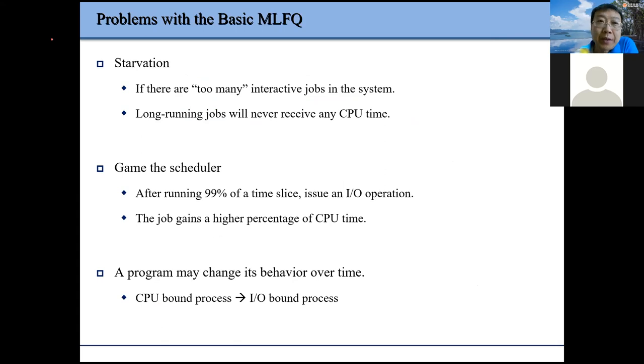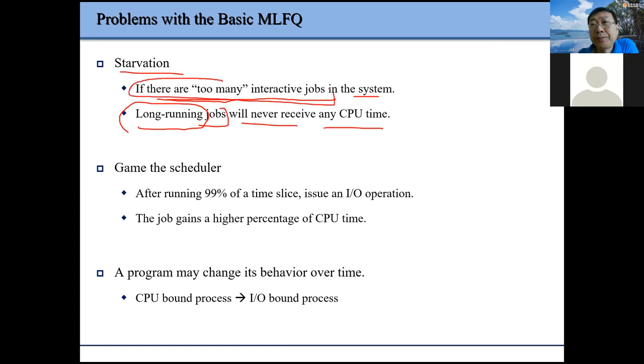We do have some issues here. The first issue is starvation. If there are too many interactive jobs in the system, a long running job will never receive any CPU time, because it has the lowest priority, while those interactive jobs are always kept on the topmost queue with the highest priority. They may fully occupy the whole CPU, so we don't have any chance to schedule those long running jobs.